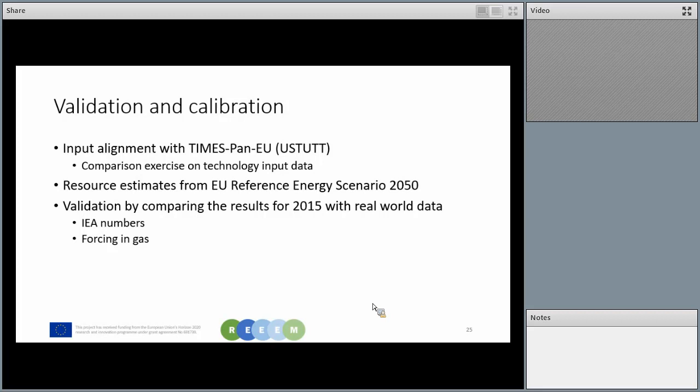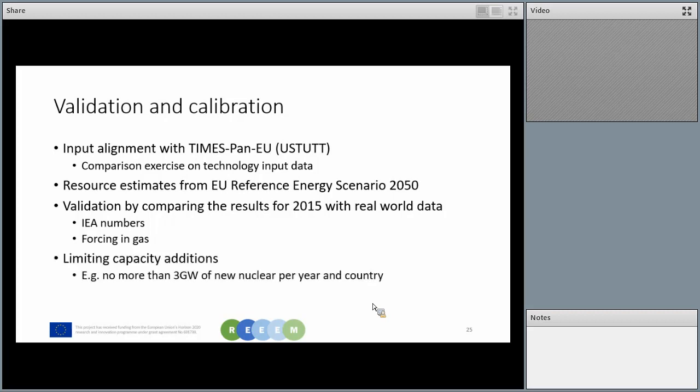So for the first couple of years, where the pattern was basically not changing much but where we saw that too little gas is used, we implemented a minimum amount of gas that has to be used, which made the results look more according to reality.